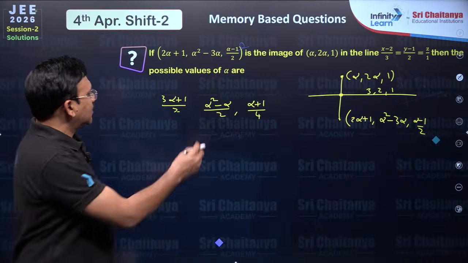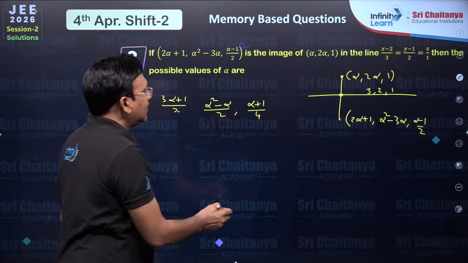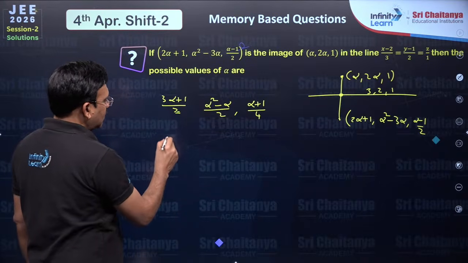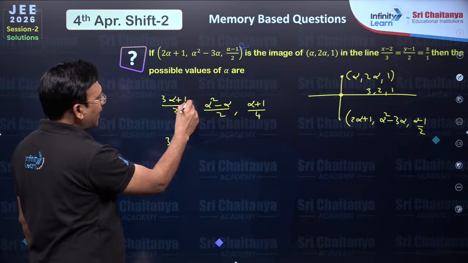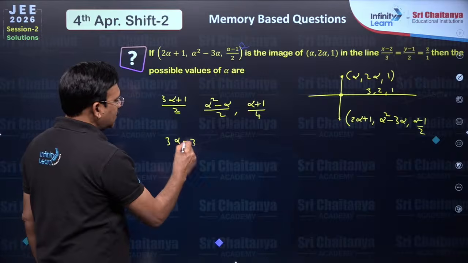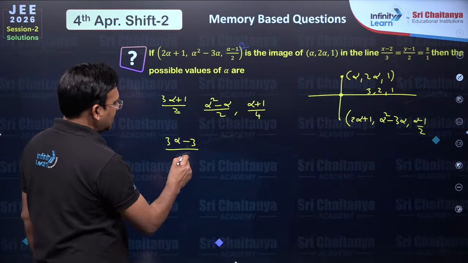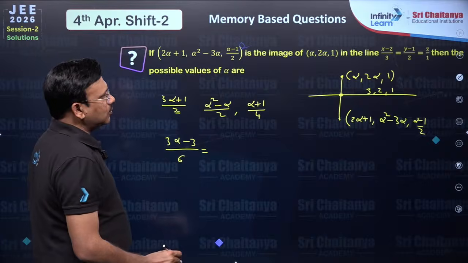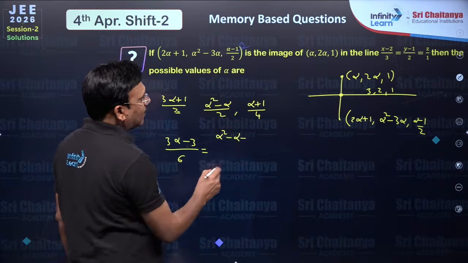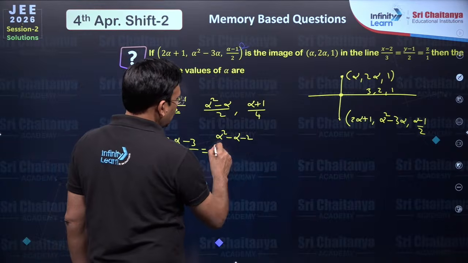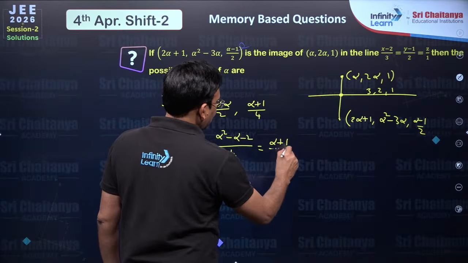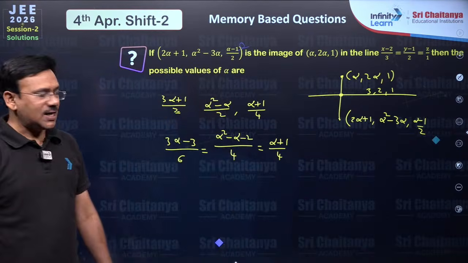By some reason this must lie on the line, that is (x minus 2)/3, which means (3 alpha plus 1 minus 2) gives (3 alpha plus 1 minus 4), that is (3 alpha minus 3)/6, this is equal to (y minus 1)/2, that is (alpha square minus alpha minus 2)/4, this is equal to z/1, which is (alpha plus 1)/4.